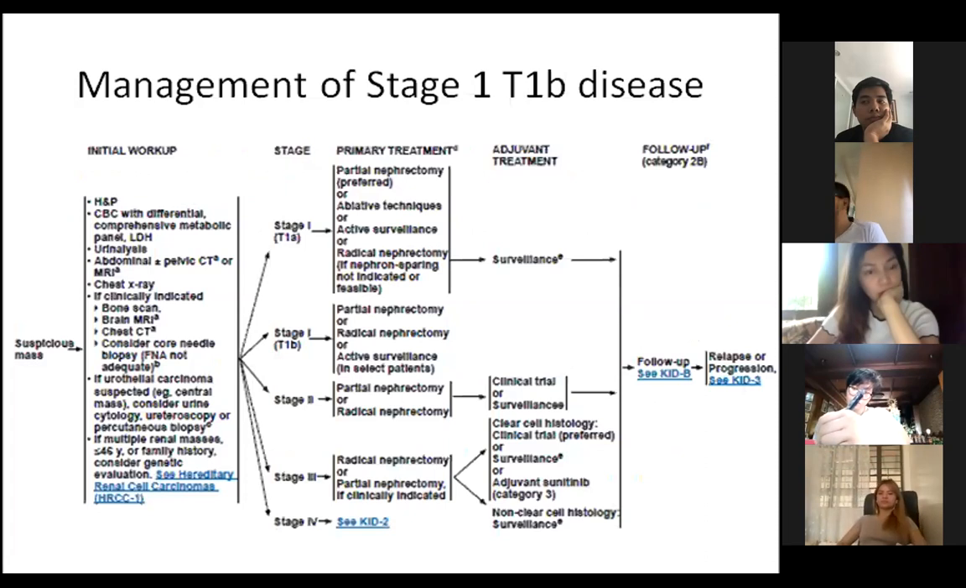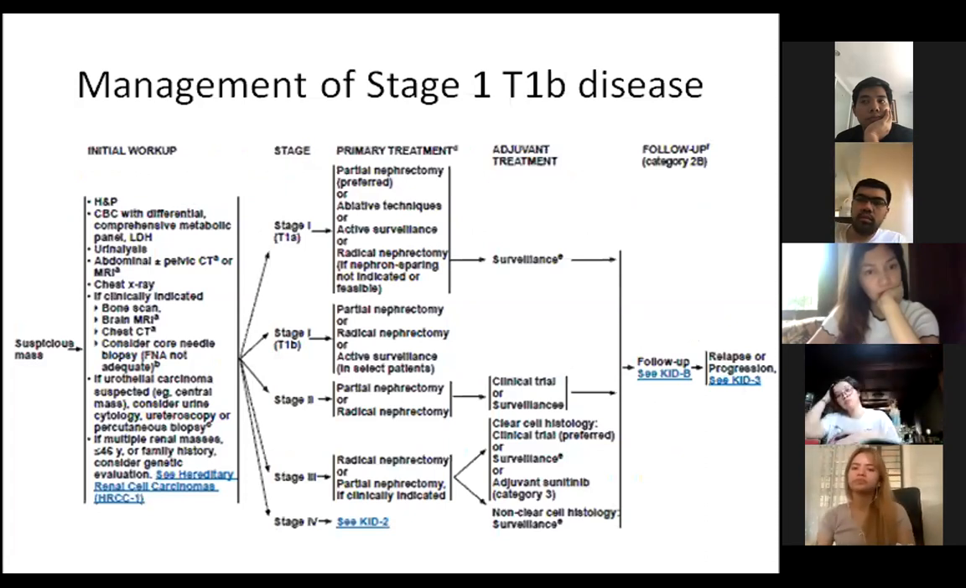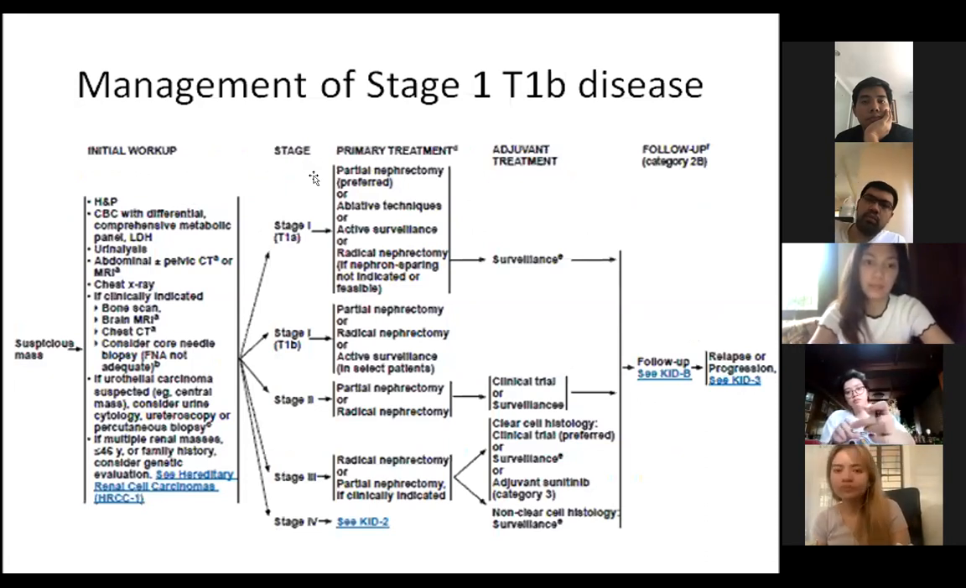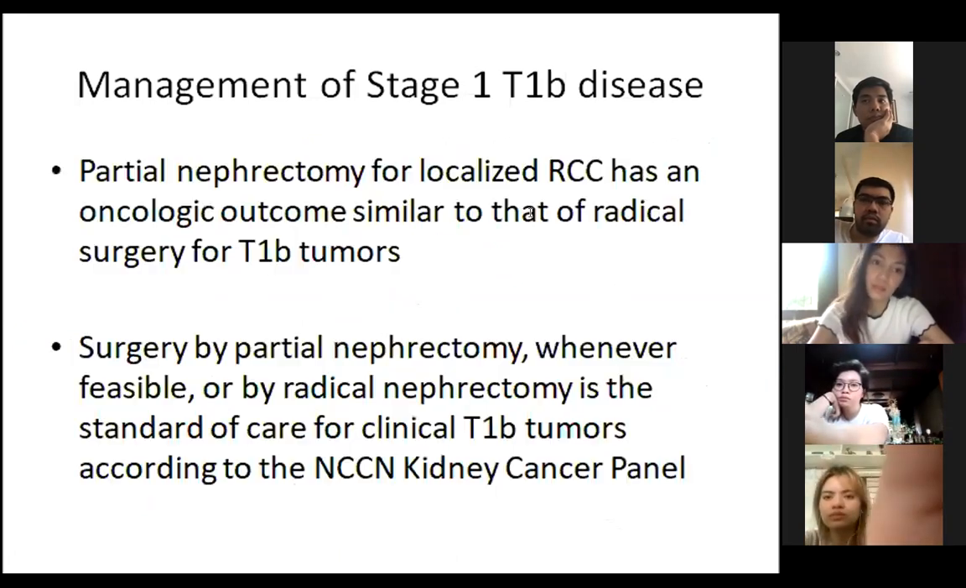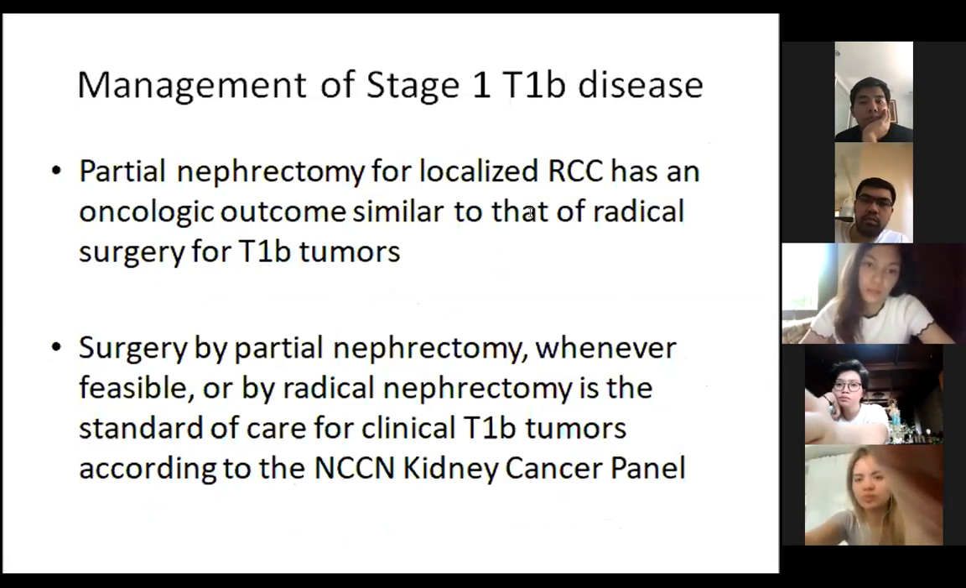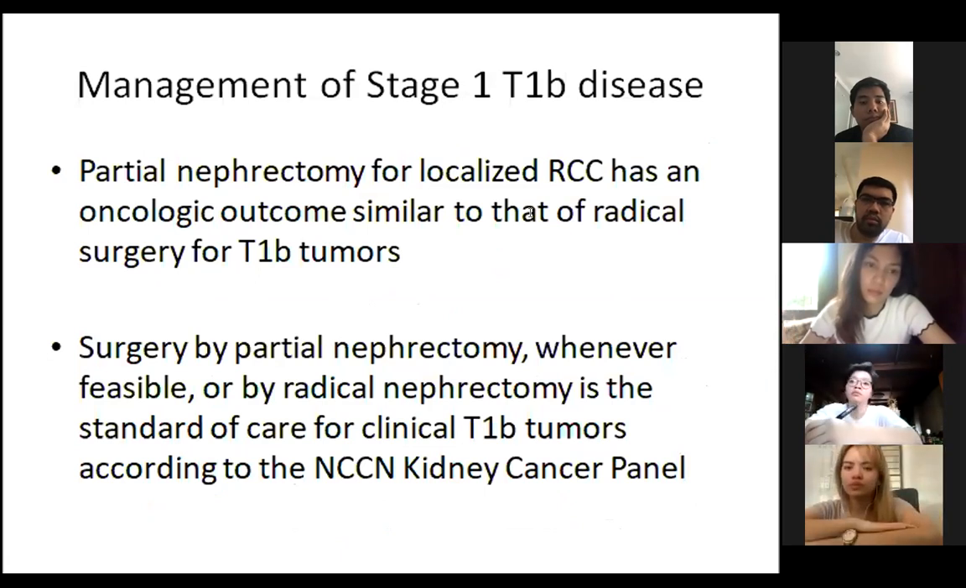For the management of stage 1 T1B disease, so may kita nyo dyan sa table, may nakalagay na preferred sa partial nephrectomy for T1A. Pero T1B nawala siya. Partial nephrectomy has an oncologic outcome noted to be similar to that of radical surgery for T1B tumors. Pero hindi na siya preferred.